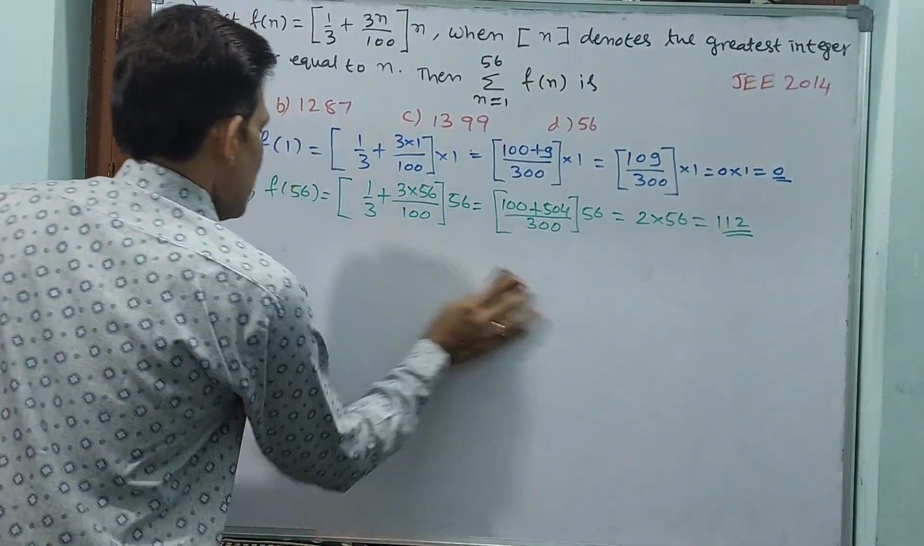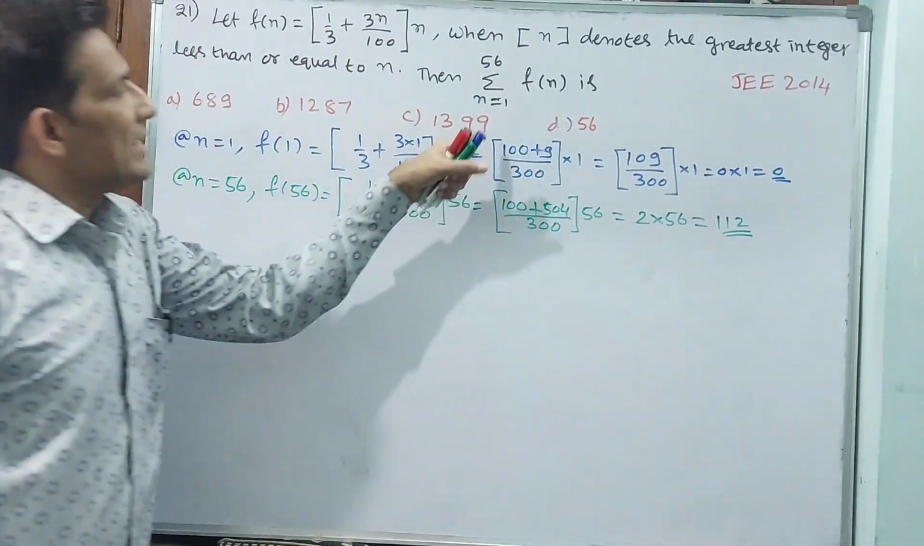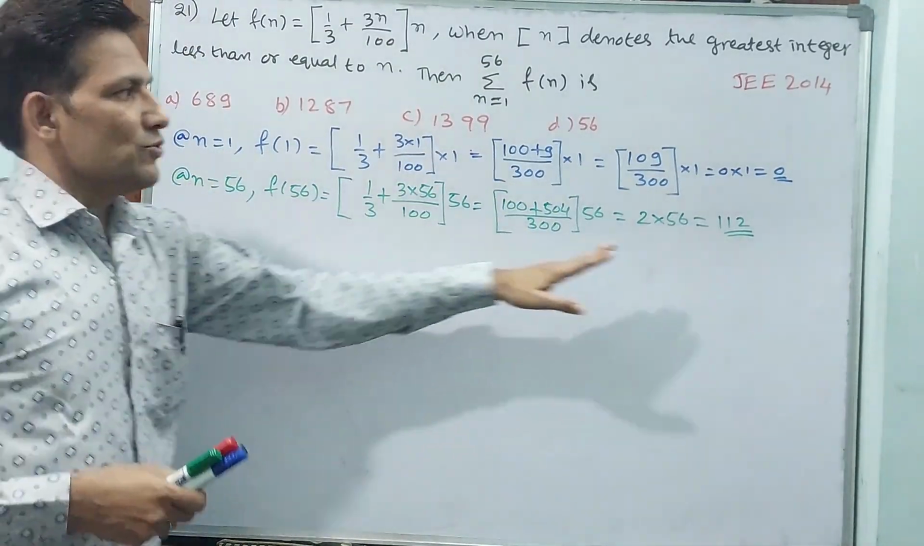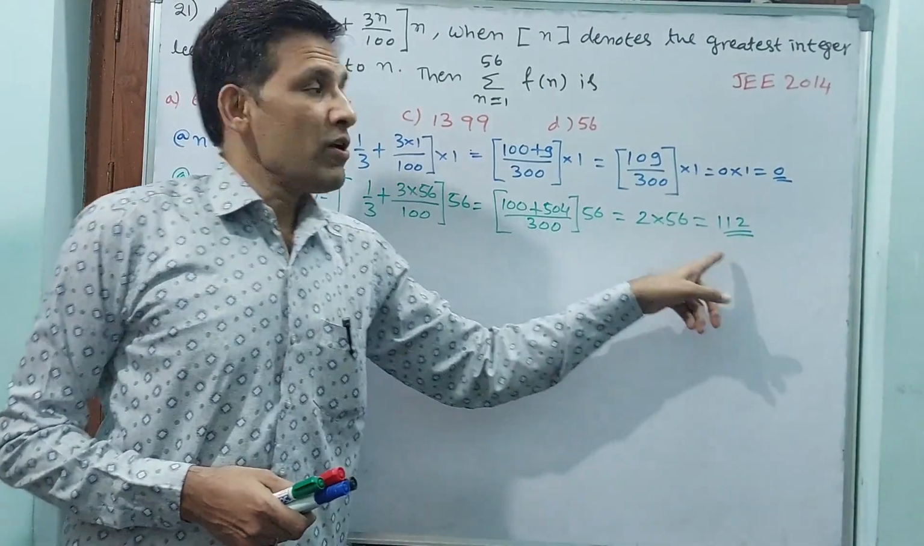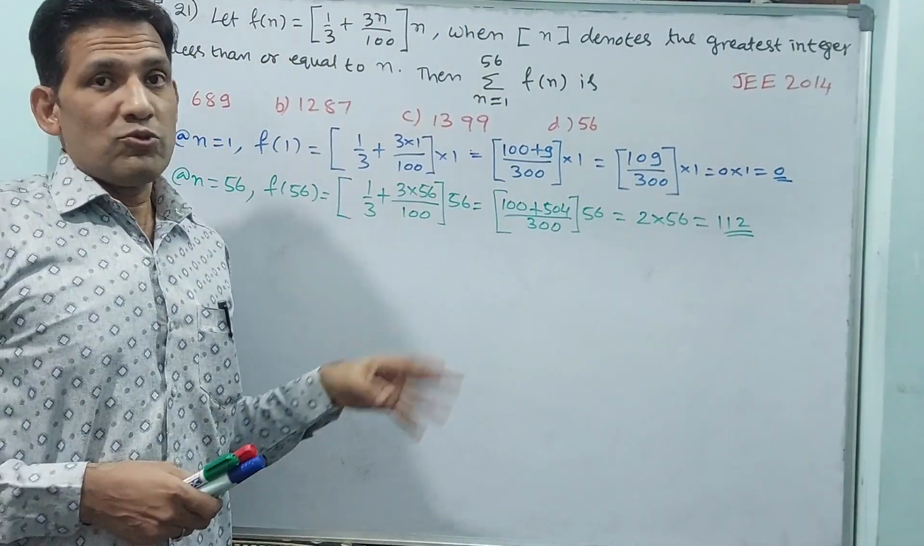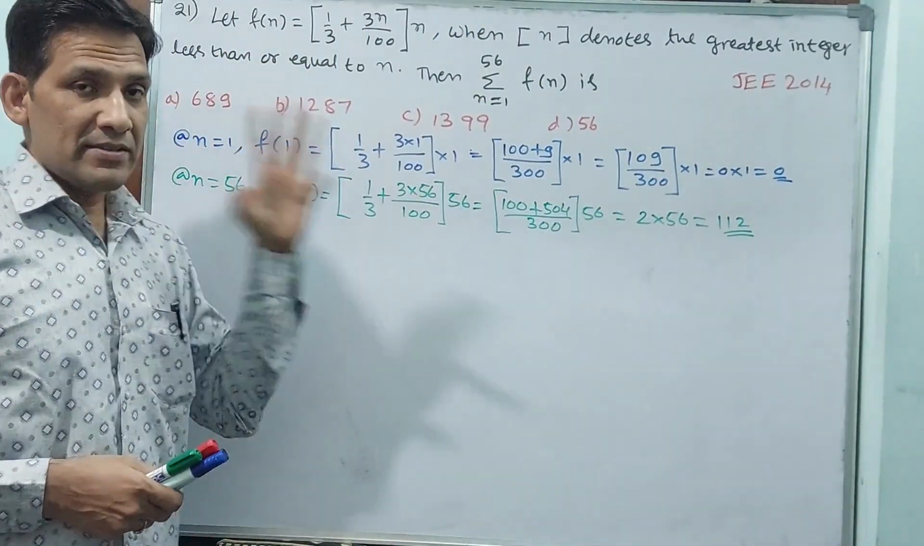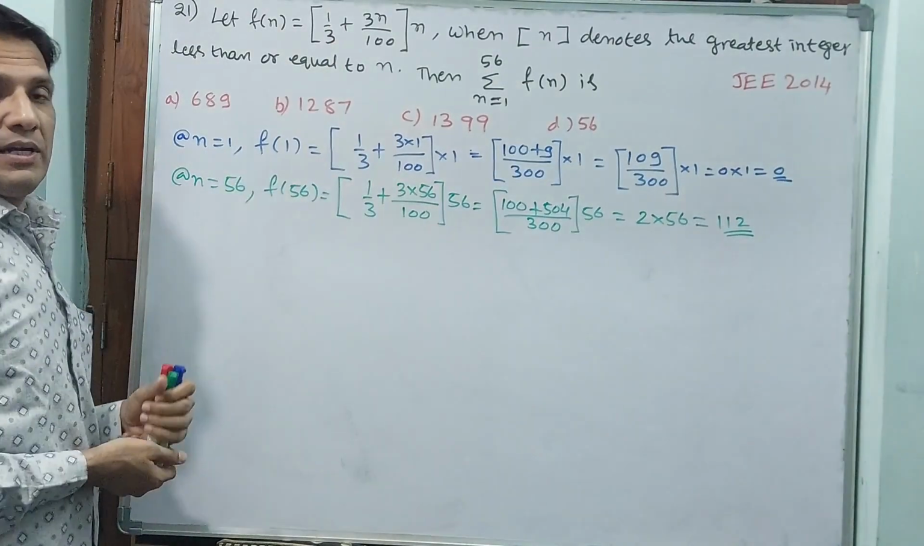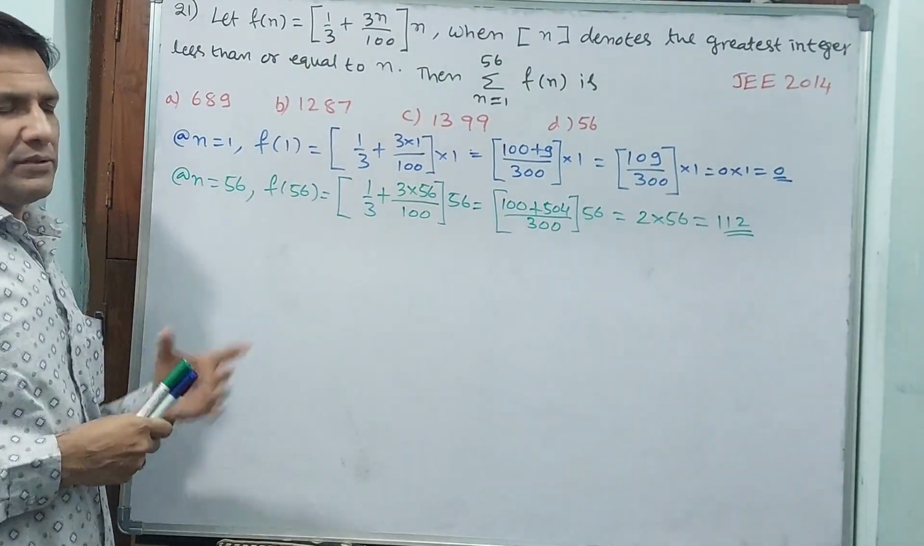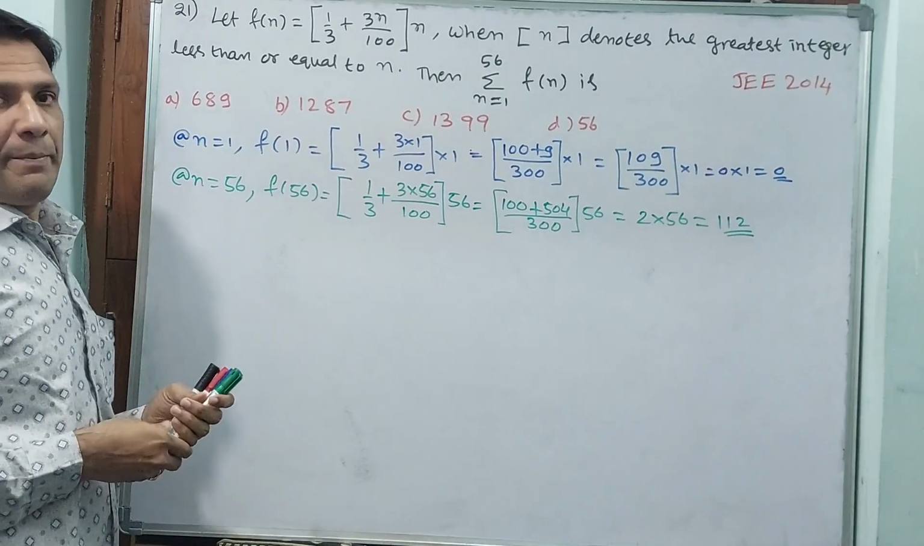See, how are you going to calculate? 1 you know, 56 you know, 0 and 112. But up to 56 times you cannot do this. Then you have to find some way to tackle this question. How are you going to come to a conclusion? How to find the way.